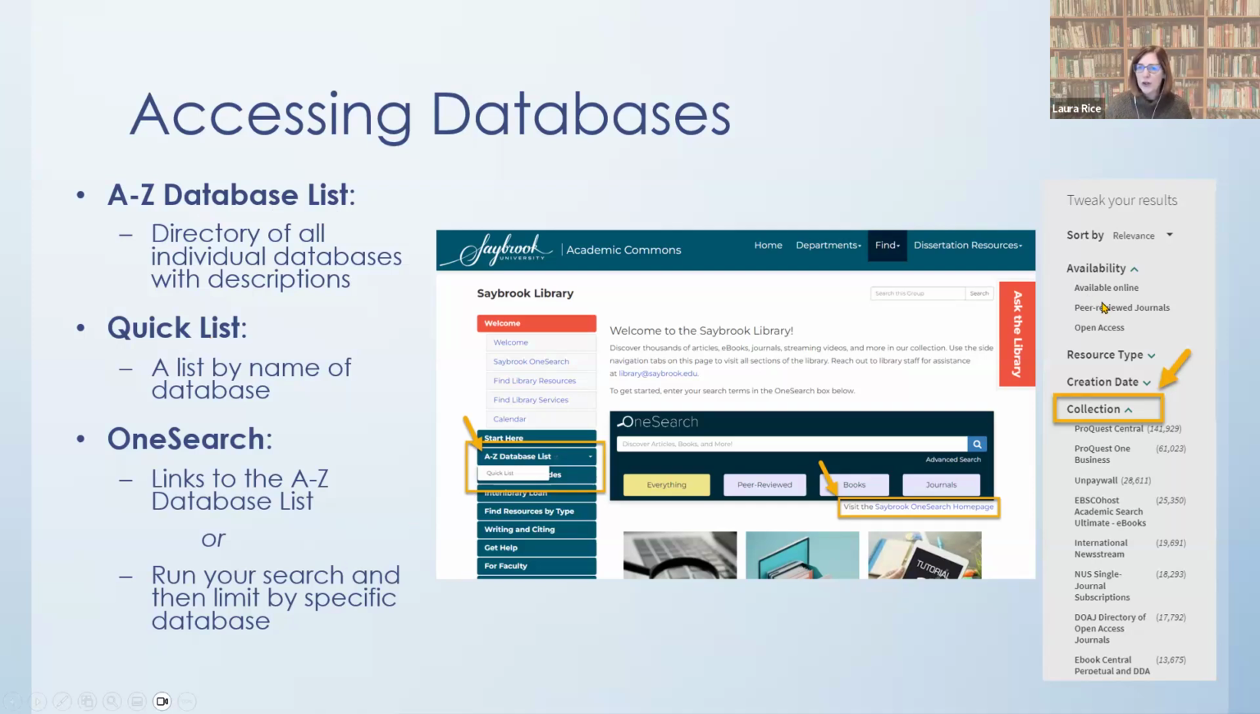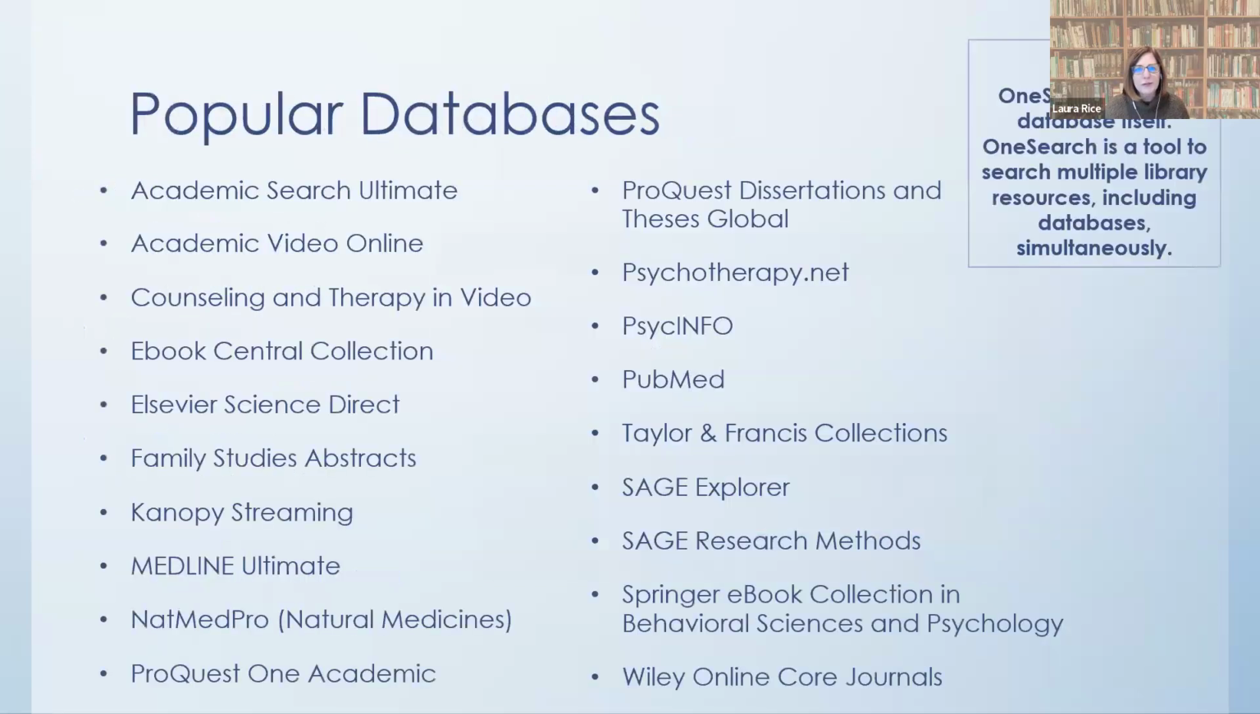You can also, when you're in OneSearch, filter by the type of database. If you want to stick to just ProQuest or just EBSCOhost, you can do that too. I'll show you that in our demo. These are some popular databases at Saybrook.